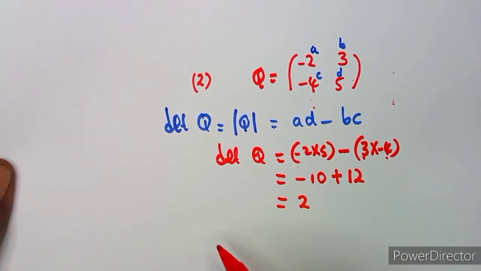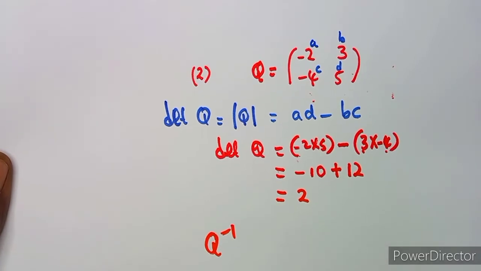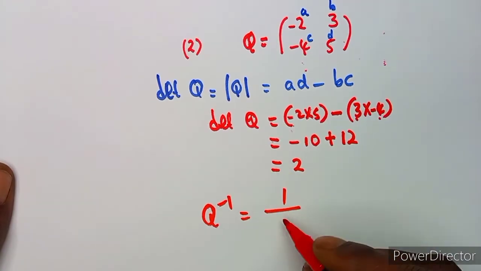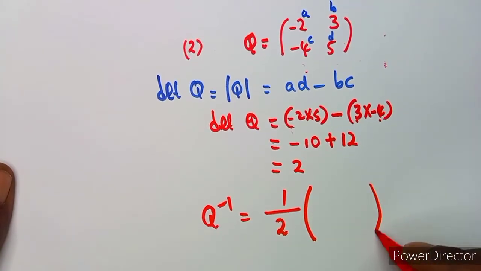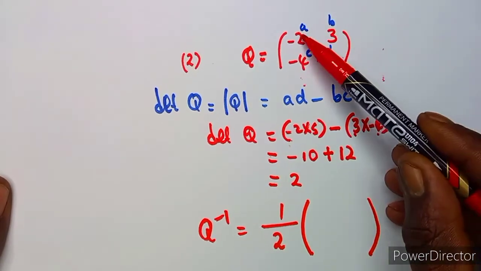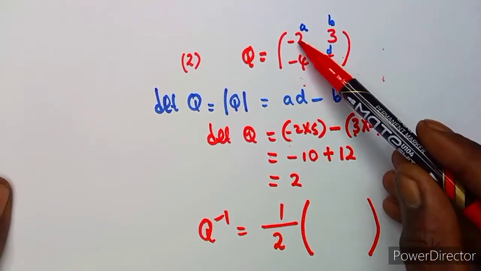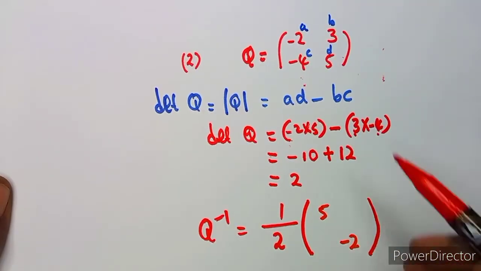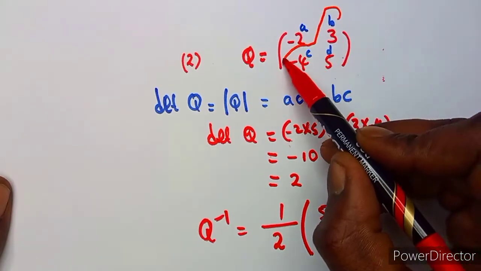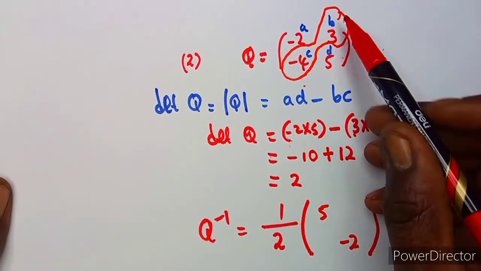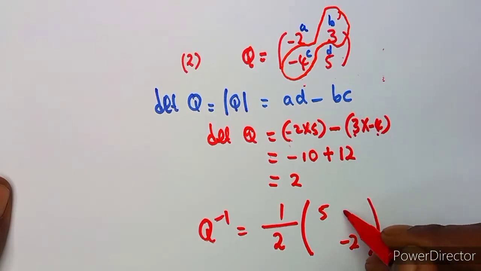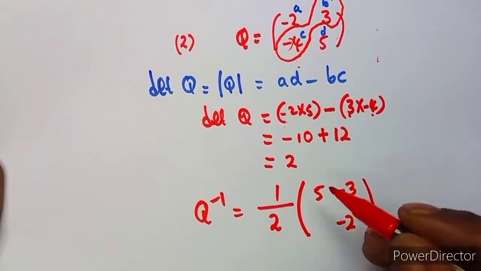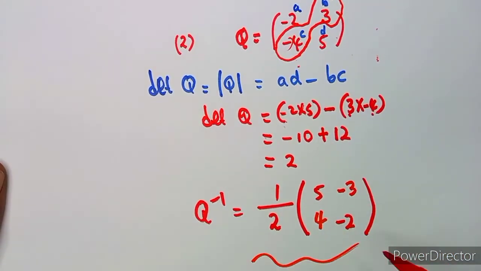So that's our determinant. And we know that the inverse of Q now is given as 1 over the determinant. Remember, it's 1 over the determinant. And what you're supposed to do here, this A and D, remember they interchange the positions. So it's going to be 5, minus 2. And the minor diagonal, you multiply each by minus. So it's 3 times a minus, which is minus 3. Minus times a minus here, which is a 4. So that is now the inverse.